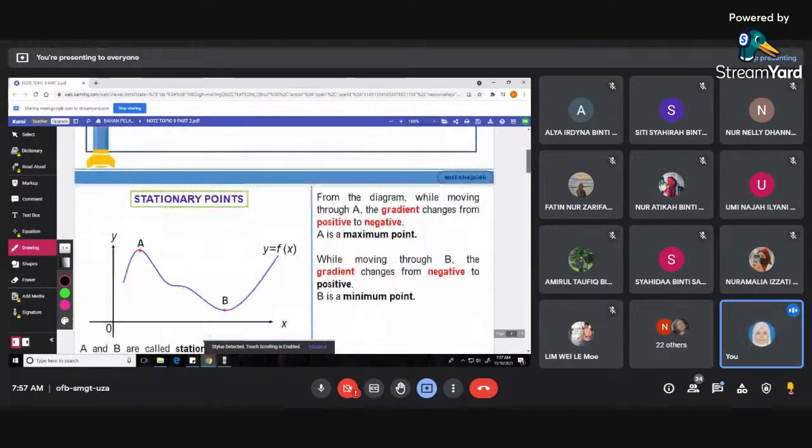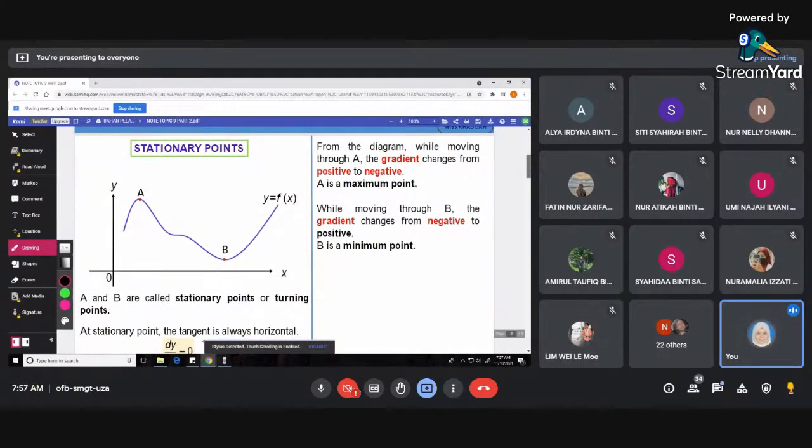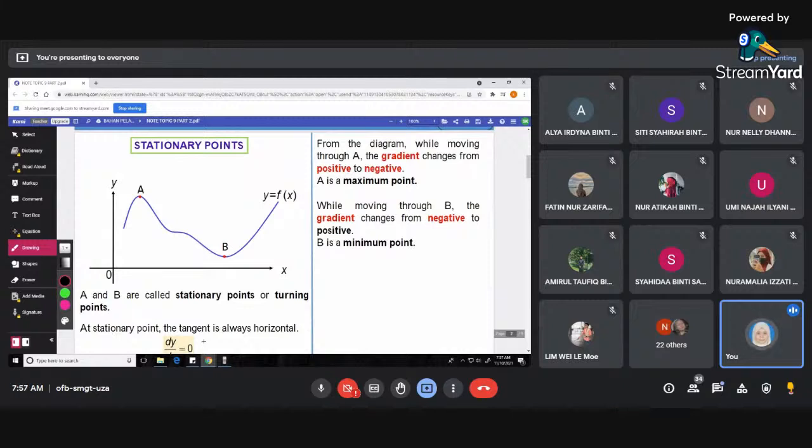Bismillahirrahmanirrahim. So ini adalah graf lah di mana saya dah terangkan you all di mana stationary point iaitu adalah titik bekun. Stationary point is a titik bekun, or sometimes we call as a turning point. Stationary point or turning point. So stationary point or turning point which is at dy/dx equal to 0. So ini adalah pada keadaan dy/dx equal to 0.